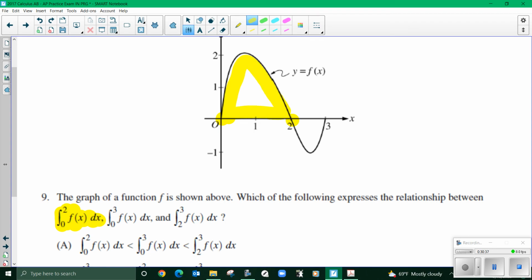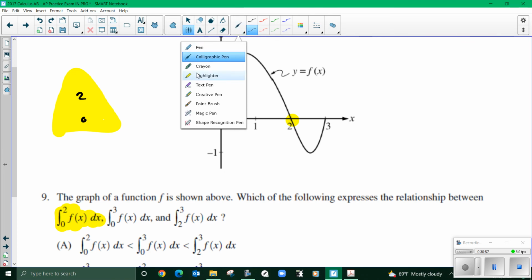Hopefully it doesn't do anything funky like turn into a straight line. Bam. This is the integration from 0 to 2. So I'm just going to do this, do this, do this. This is from 2 to 0. Okay, that's a large area.